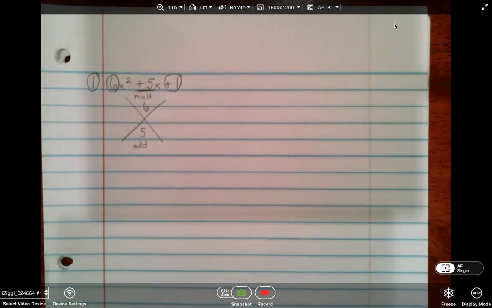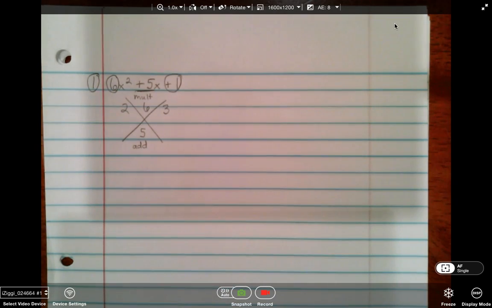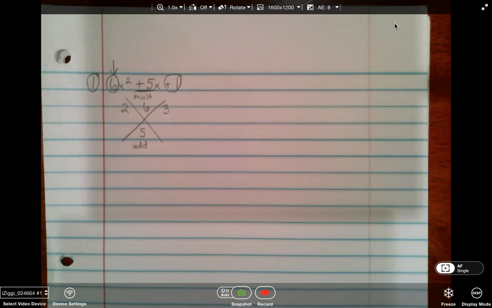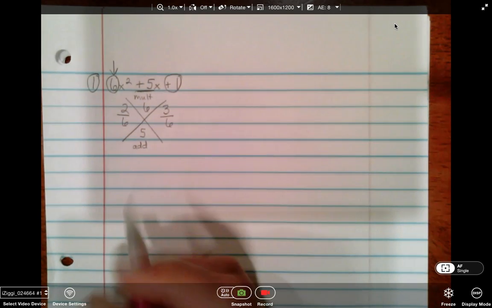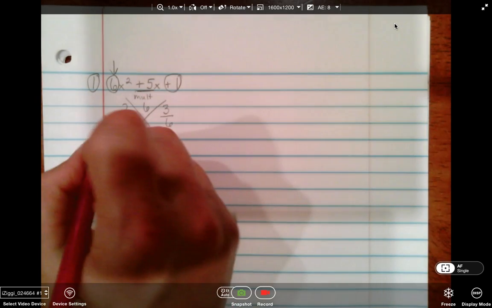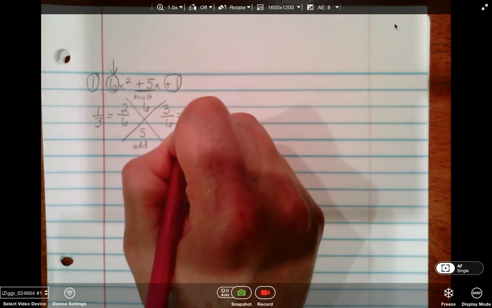Okay, now the two numbers that I multiply to get 6 and add to get 5 are going to be 2 and 3. Then the next step in the process is to divide by the number in front of x squared. So the number in front of x squared is going to be 6. So reduce both of these fractions if possible. 2 divided by 6 is 1/3. 3 divided by 6 is 1/2.